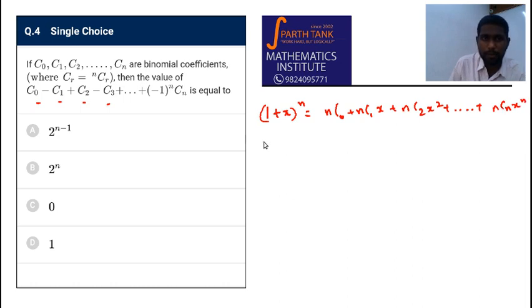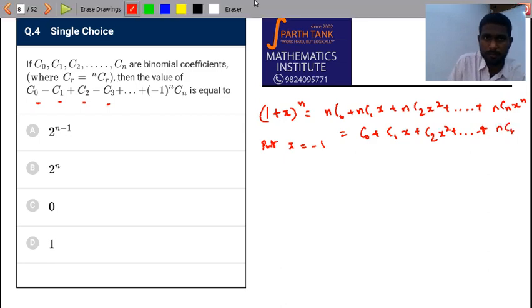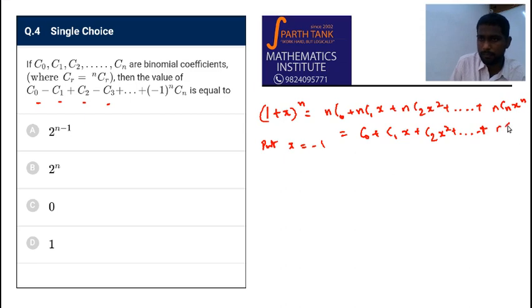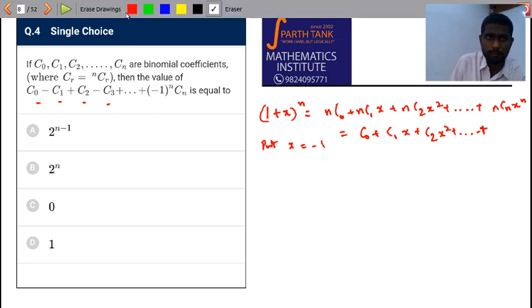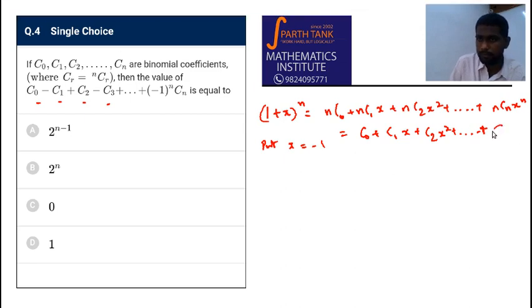Here you put x is equal to minus 1. In fact, this is what they have given as C0 plus C1 x plus C2 x squared. Okay, they are using the convention Cr is equal to nCr. Sorry, just Cn. Put x is equal to minus 1.